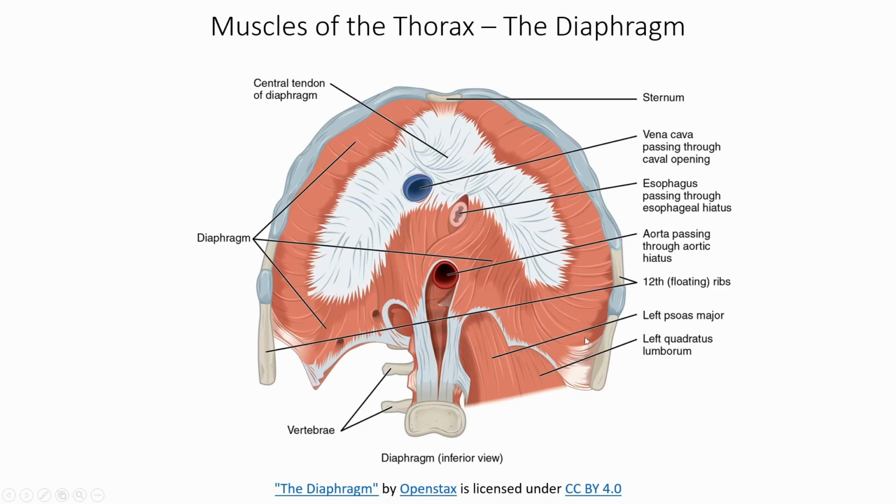Here is the quadratus lumborum in the back, right? So here's the spine, right? Here is the sternum. So this is a person that, if we're looking at them, they'd be facing up and lying on their back. We're looking at this person from the bottom up, so we're looking at them from the abdominal cavity up towards the thoracic cavity.